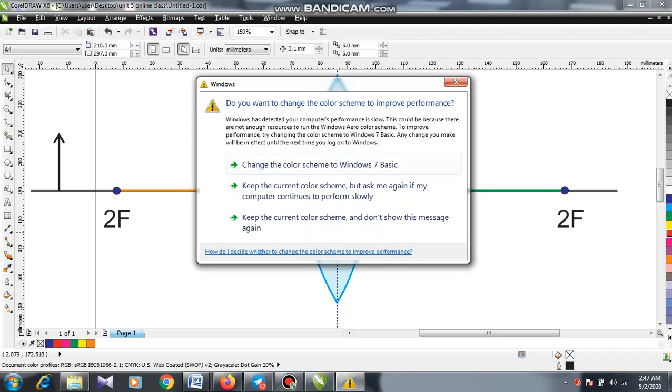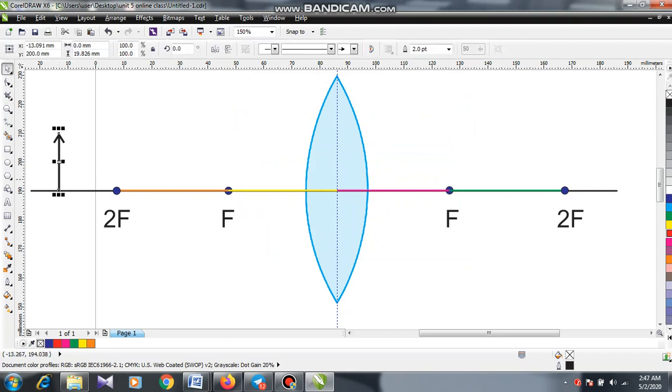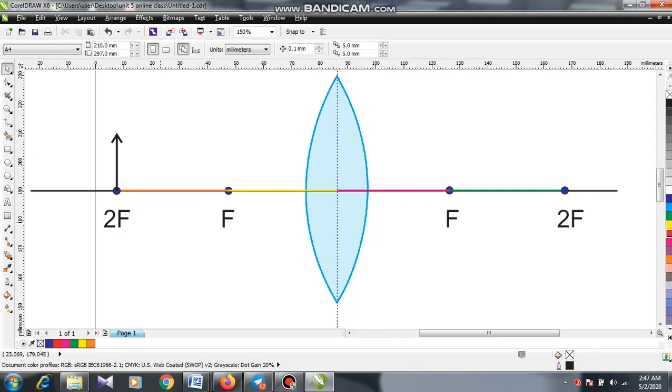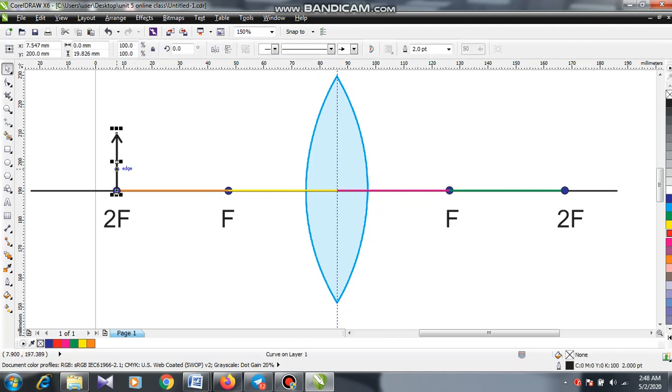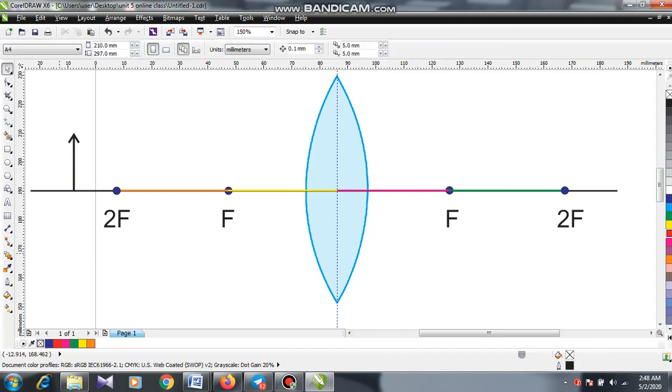Okay, so if you place the object here, now the object distance is 2 times, or twice, of the focal length. You have to use the word object distance better. So if you place here, the object distance is greater than 2 times of the focal length.